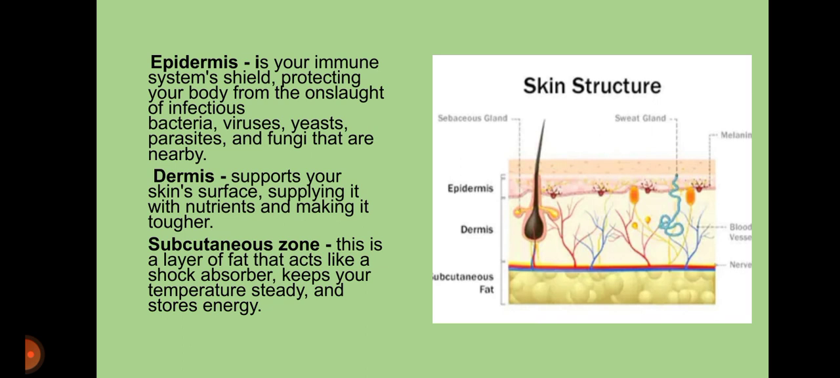And the second layer of the skin is the dermis, which supports your skin's surface, supplying it with nutrients and making it tougher. And the third and final layer of the skin is the subcutaneous zone. This is a layer of fat that acts like a shock absorber, keeps your temperature steady, and stores energy. All of your skin layers work together to ward off skin infections.